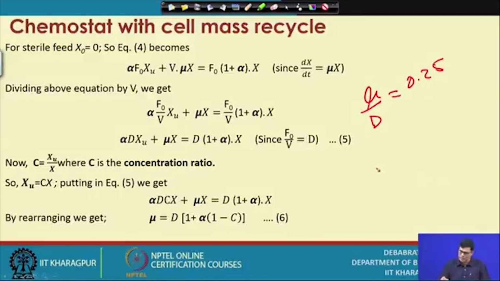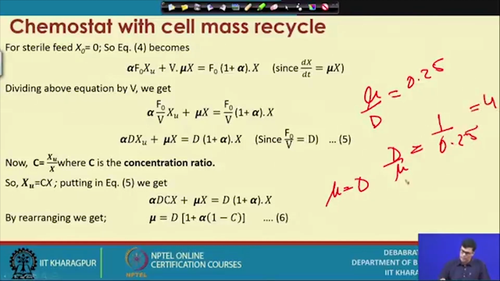So, that means in a CSTR under steady state condition, mu equal to D, but here mu is equal to 0.5. That means D by mu is how much? It is 1 by 2.5. That means this is 4. That means I can write D equal to 4 mu.